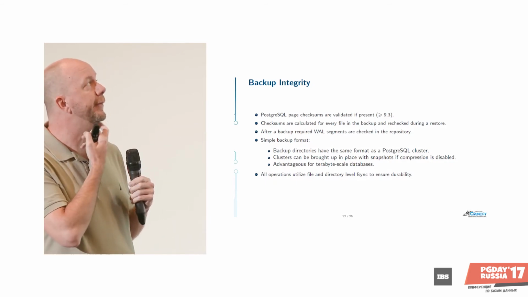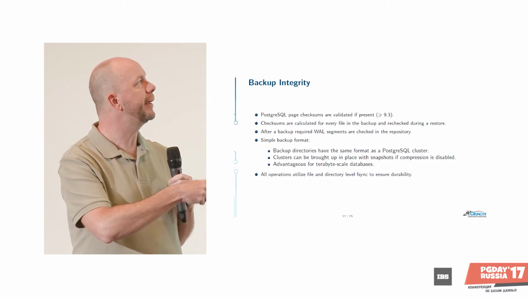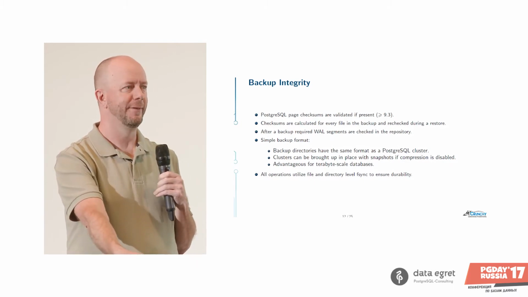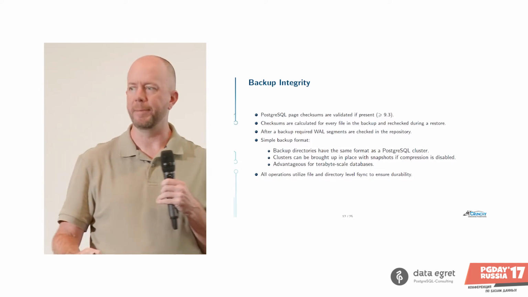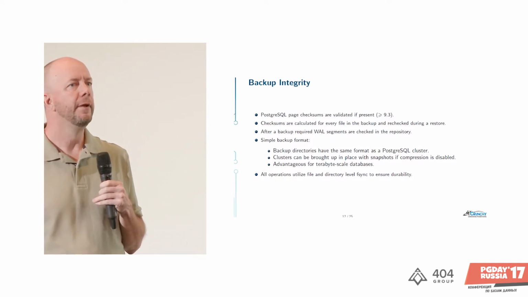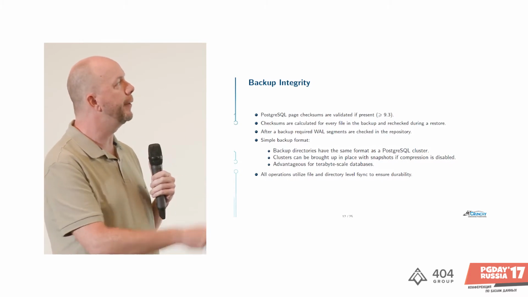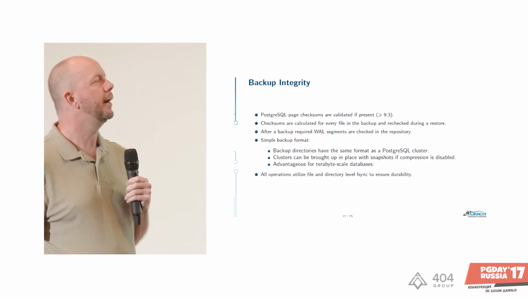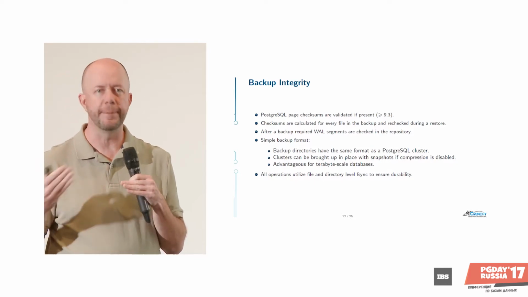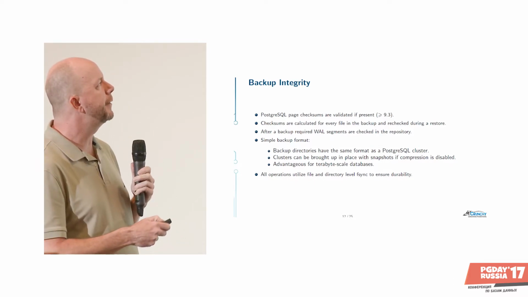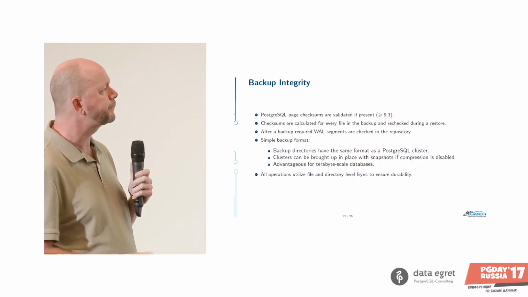It also checks after the backup to make sure that all the WAL segments made it to the repo, right? If you don't have those WAL segments, you don't have a backup. This is very important, so we verify that those WAL segments are there for you. You can turn it off. There are some times when you're doing your own archiving or some other thing, so we allow you to turn it off, but the default is to check it.